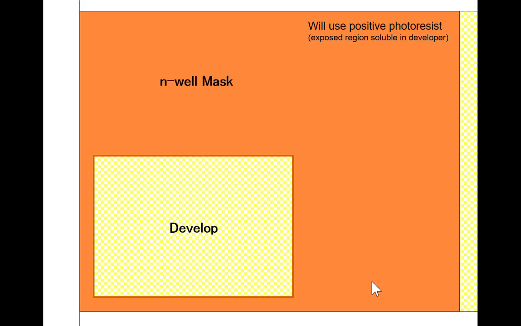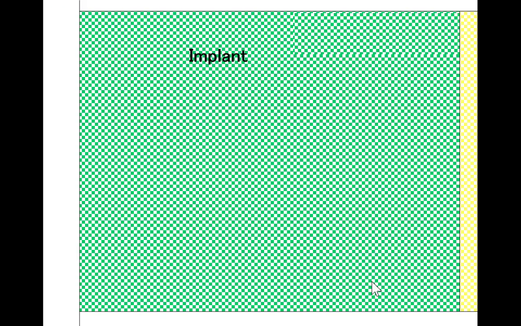Then I do an ion implant. Ion implant is non-selective. I do it over everything. But with that ion implant, the ions are going to get stuck in the photoresist where the photoresist is at, so they won't make it down to silicon. Only those areas that are not covered with photoresist will have the silicon surface affected by the implant.